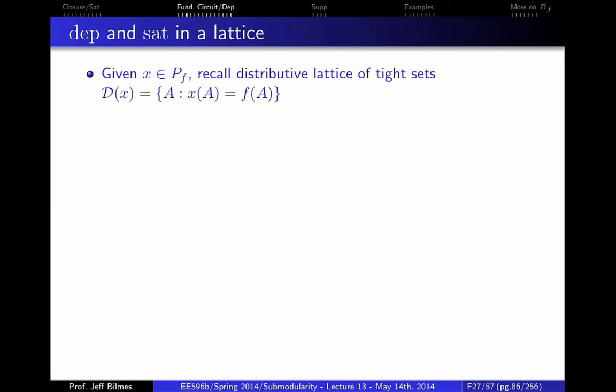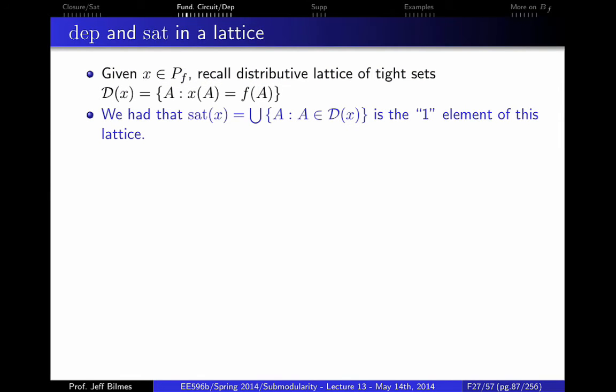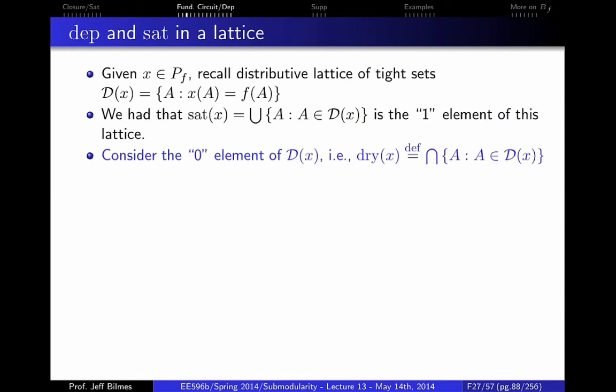Anyway, so dep and sat in a lattice. Let's say we've got some x, and we've got a distributive lattice of tight sets. So now we know that it's a lattice, and we know what a lattice is. And so sat is like the one element of this lattice, like that top guy. And then the zero element is dry, just the bottom one. So that's like the first sublattice of the big lattice of 2 to the E.